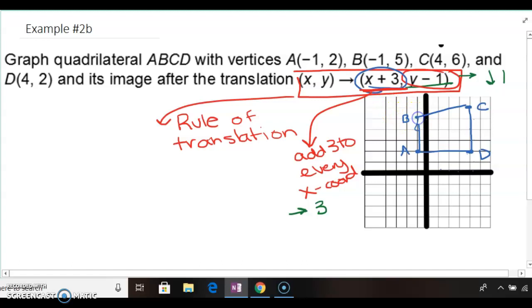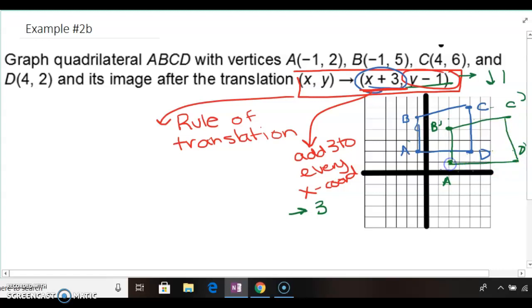So every one of these points is right 3 and down 1. So B, I'm going to go right 1, 2, 3, down 1. Here's my B prime. My C, I'm going to go 1, 2, 3, and down 1. Erase this one up here. So this would be my C prime. D is right 1, 2, 3, down 1. This is my D prime, and A, go right 1, 2, 3, down 1. Here's my A prime.